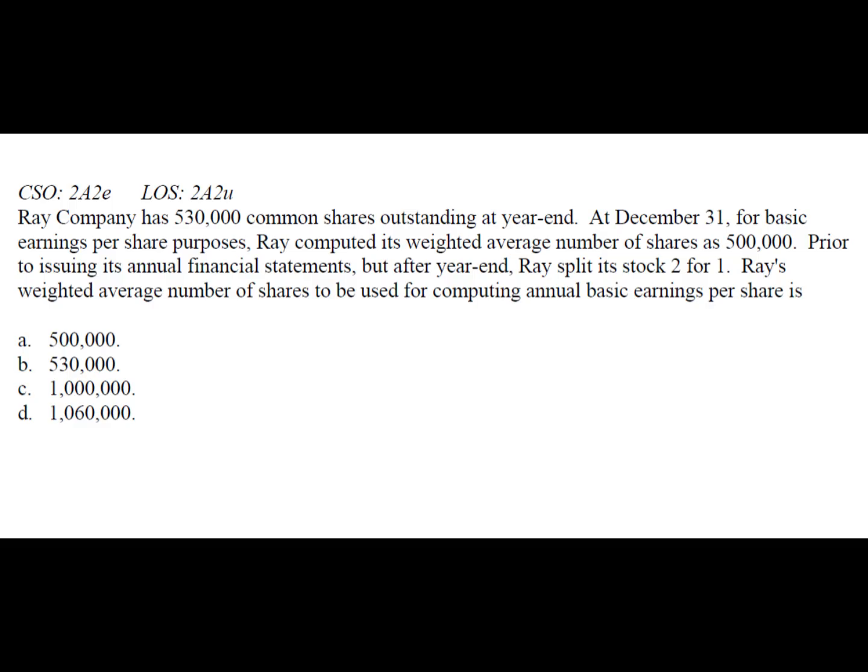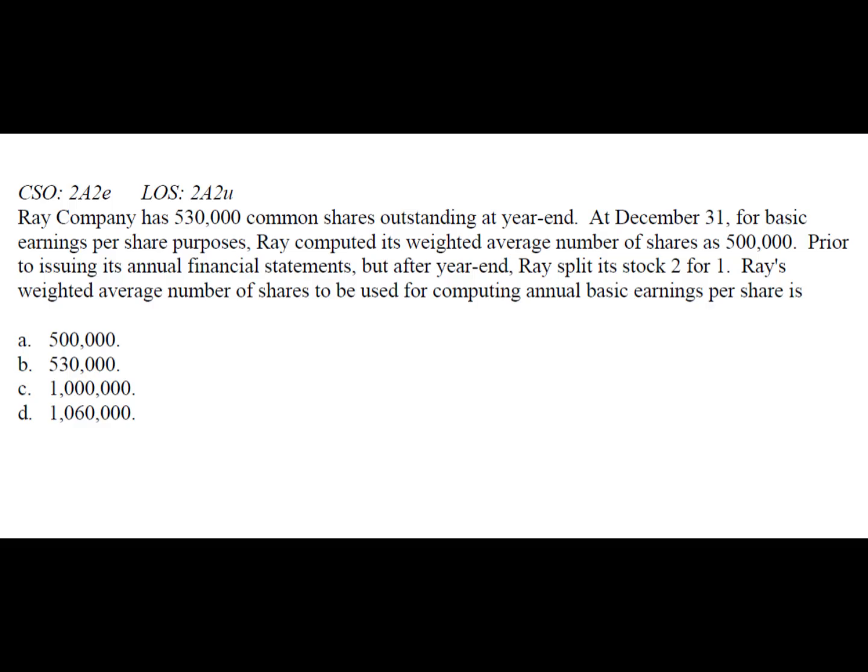In this question, original weighted average shares equals 500,000, and the stock split is 2-for-1. The fact that 530,000 shares were outstanding at year-end is not relevant for this calculation because EPS uses the weighted average number of shares, adjusted for the stock split. A. 500,000. Incorrect. This ignores the required retroactive adjustment for the stock split.